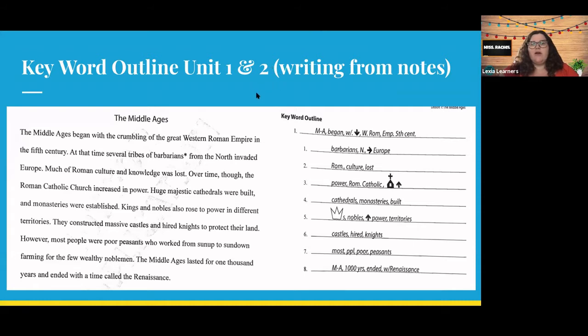So I'll show you, for example, this first line here. So I chose Middle Ages, which I just abbreviated to MA, began, I kept that word whole, Western Roman Empire, I abbreviated, and then I did 5th century as well. You try to limit the words per line as 3 words or less, but you can have as many abbreviations or pictures as you want. So for Unit 1, they are not writing anything. They're only creating an outline.